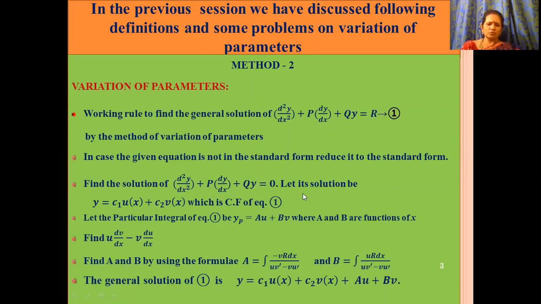Find the solution of the differential equation. Let the solution be y is equal to c1 u of x plus c2 v of x, which is the complementary function of equation 1. Let the particular integral of equation 1 be yp is equal to au plus bv. After writing the particular integral, write down uv dash minus vu dash. After writing this, find the a and b values using the given formula. Then write down the general solution yc plus yp.